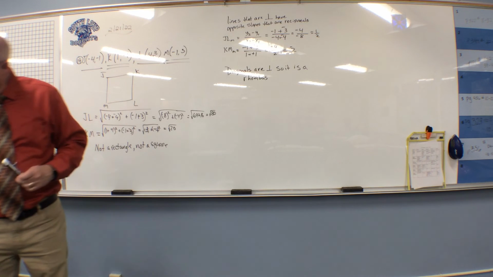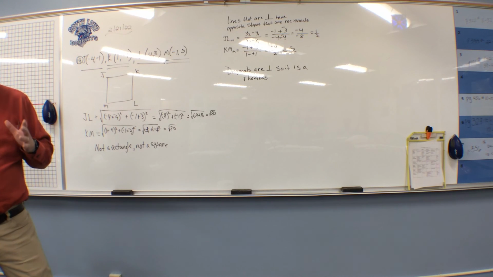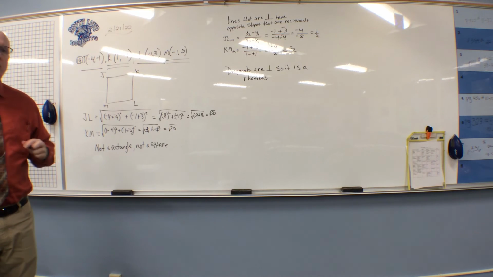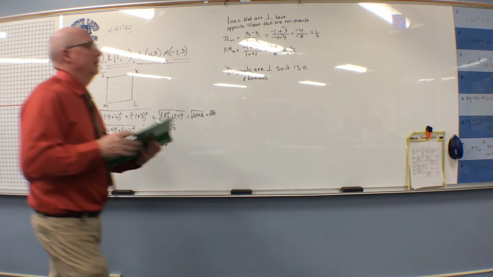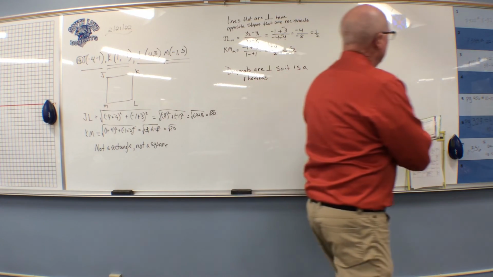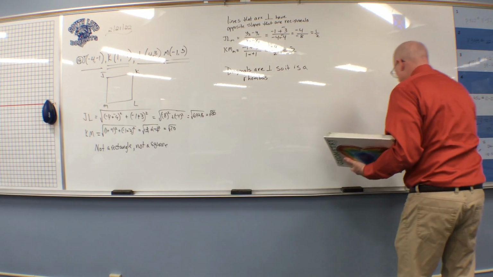So here's what I'm going to do. I'm going to change my plan. I'm going to give you the assignment, and I'm going to make it due Wednesday, and we'll just take one day for trapezoids and kites. So tomorrow's a work day.